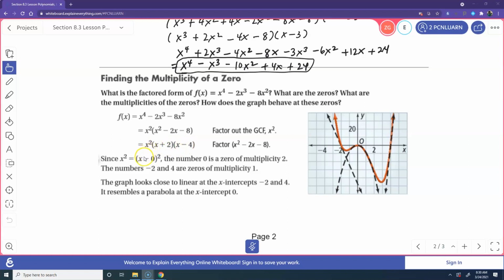So now to write it in factored form, we have x minus 0 to the 2nd power. The number 0 is a zero of multiplicity 2. In other words, this repeats twice. And negative 2 and 4 are zeros, but each only comes up once, so that's a multiplicity of 1. So multiplicity just tells you how many times that factor is repeated.